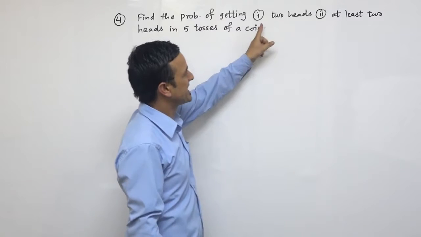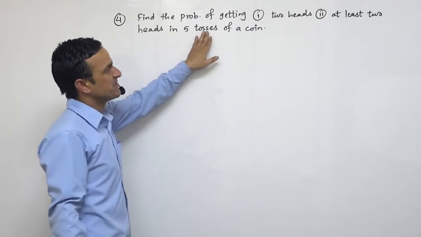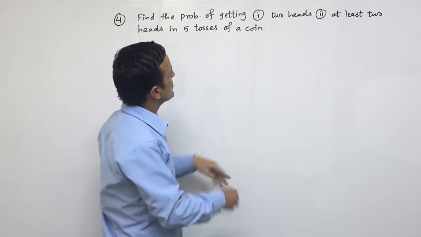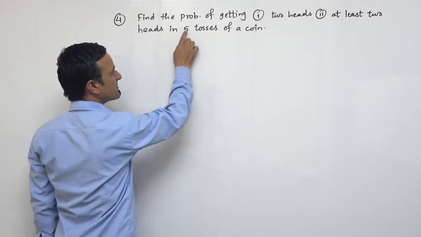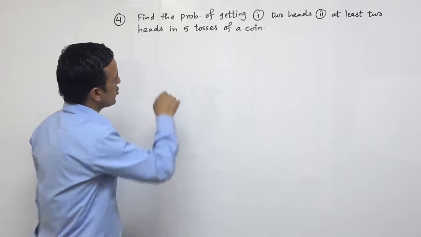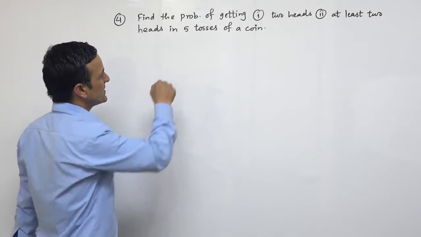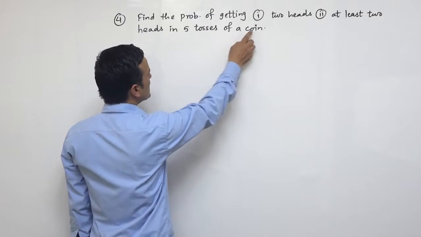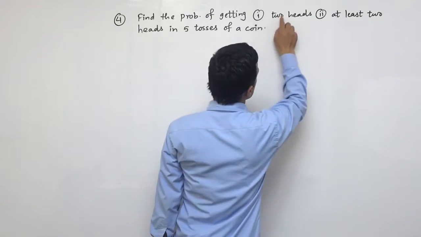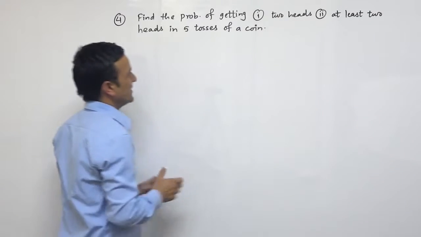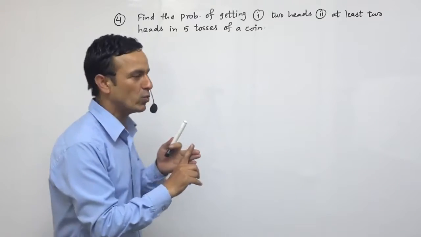Find the probability of getting at least 2 heads in 5 tosses of a coin. So we have a coin and this coin is tossed 5 times. So this is the number of experiments. We are doing the same trial or same experiment 5 times by using this coin, and we are going to find at least 2 heads. So first of all we should find the value of N, P and Q.